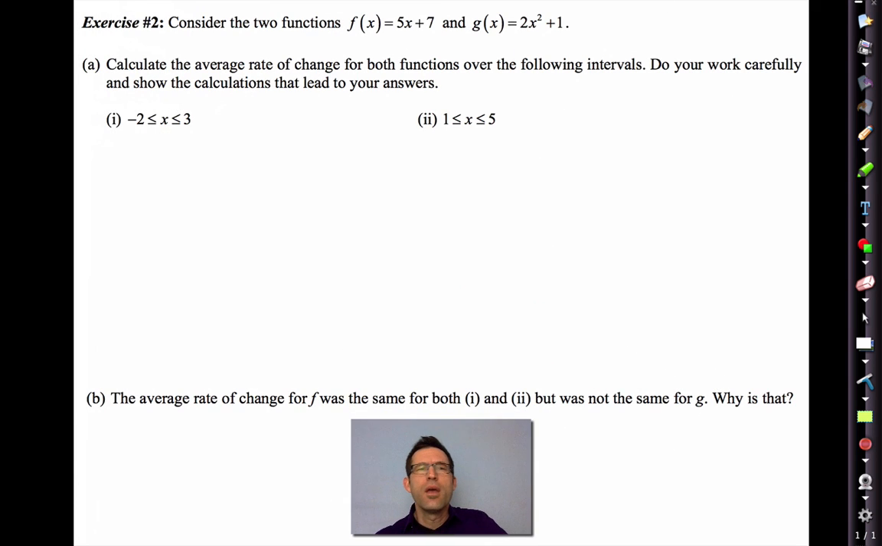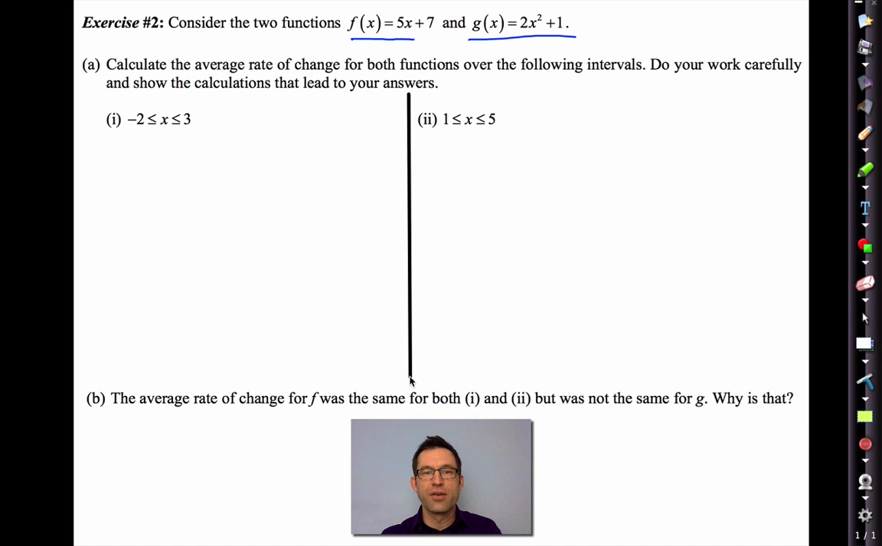All right. Exercise 2. Consider the two functions f of x equals 5x plus 7 and g of x equals 2x squared plus 1. Calculate the average rate of change for both these functions over the following intervals. Do your work carefully and show the calculations that lead to your answers. So real quick, I'm going to put a little divider in here so we've got a clear sense of space. Let's start with f of x.